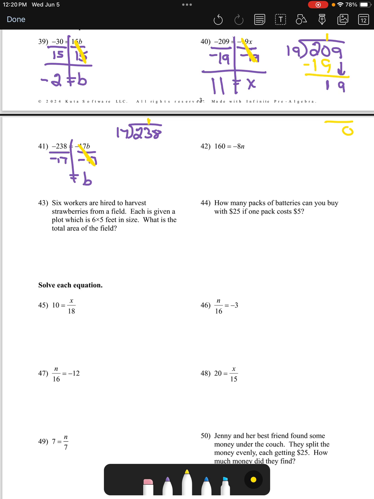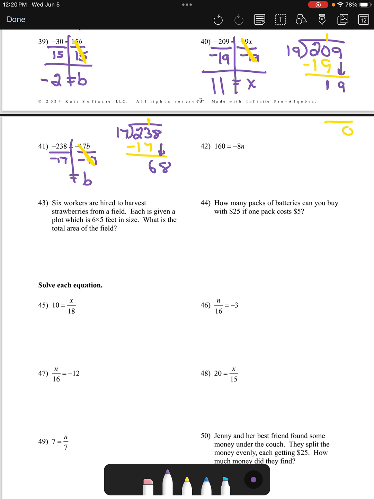17 is only going to go into 23 once. And when I subtract those two values, 23 take away 17, we get 6. And then we can drop the 8. Now this is a little bit less pleasant, sure, 17 into 68, but think for a second.